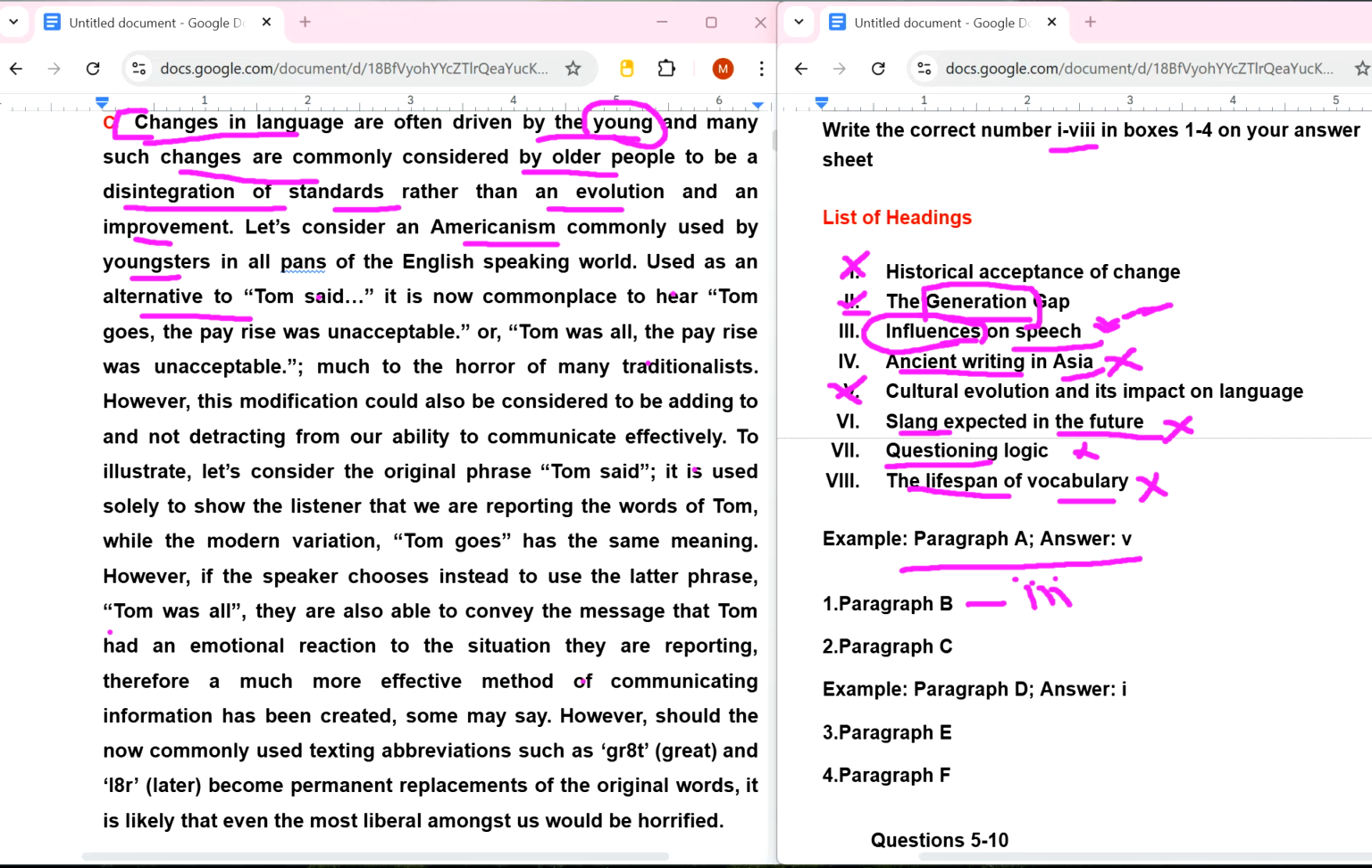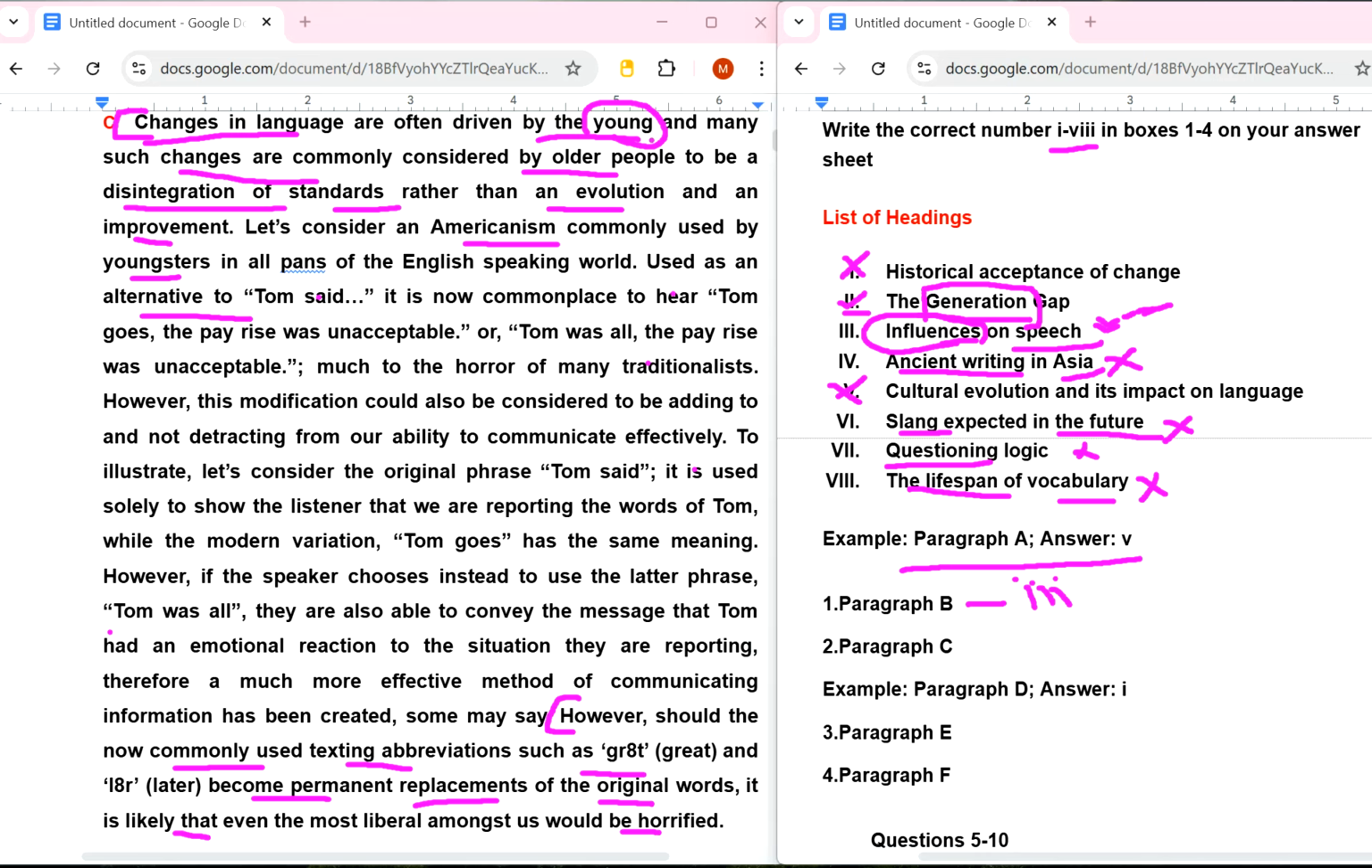So let's read a little bit more of the last sentence, because here I think they are talking about some example. However, should the now commonly used texting abbreviations such as great and became great and later become a permanent replacement to the original words, it is likely that even the most liberal among us would be horrified, okay. From this I couldn't understand anything.